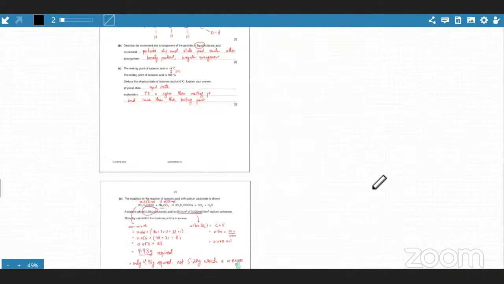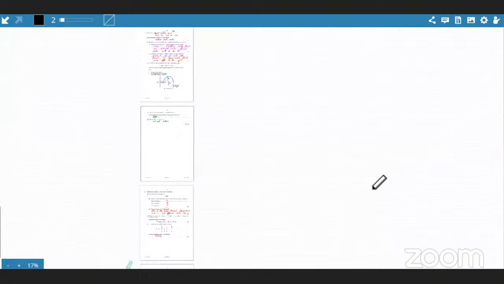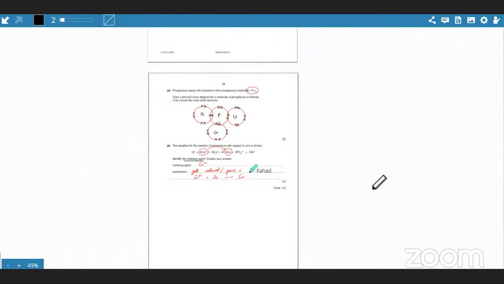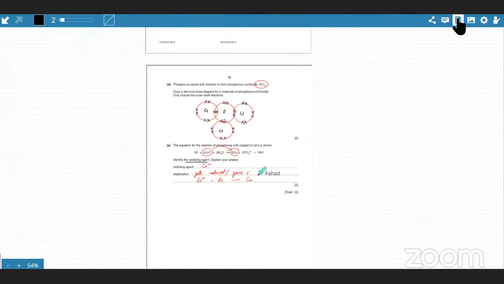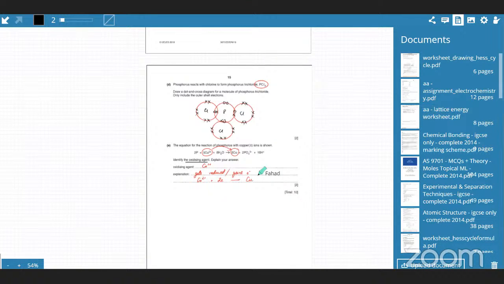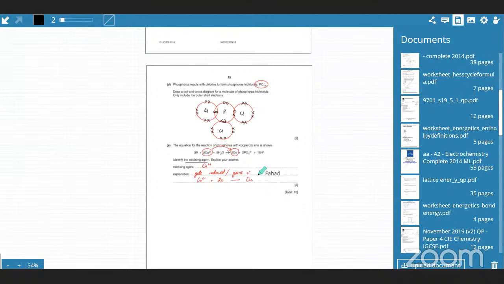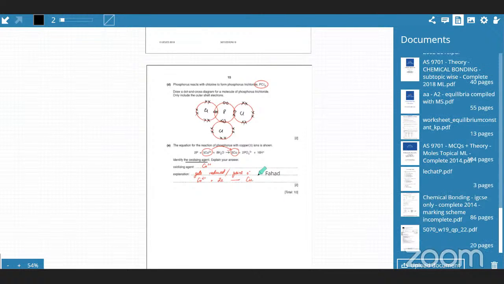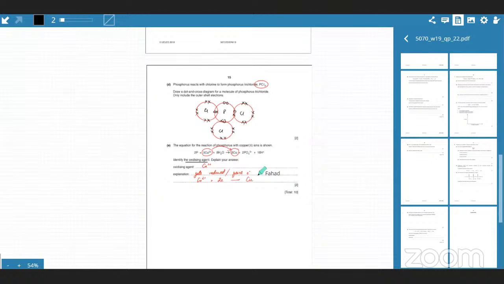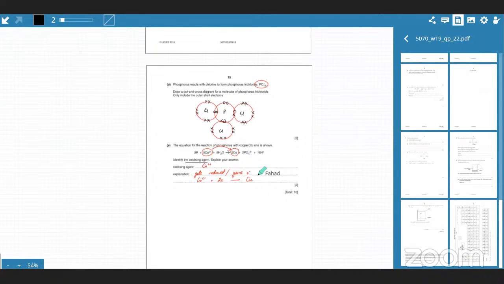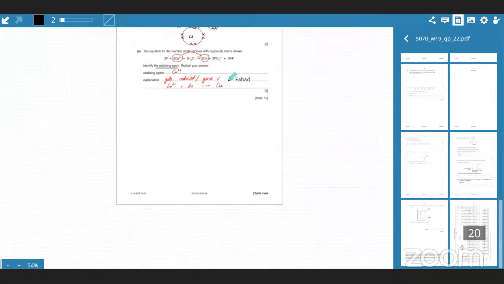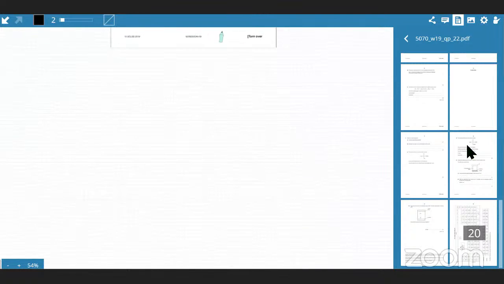So I think I've missed a question. Let me quickly open the paper somewhere as well. So I had this paper over here. Let me just check if we had missed a question or not. So it was I think W19 QP22 exactly. Yes. So we still have one question to go. So let's try and do that.